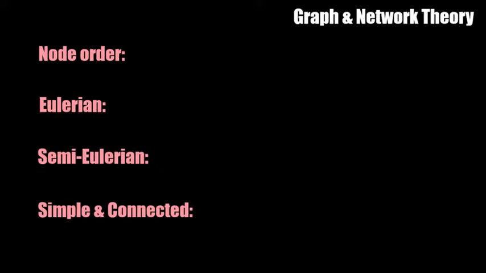So the first thing we need to think about when we approach a graph and network theory question is that we need to know what the node order is. So the node order is going to be something along the lines of, and you need a working definition as opposed to an actual definition, something like the number of arcs from each node. So if you count up the number of spokes coming off of any particular node, that's its node order.